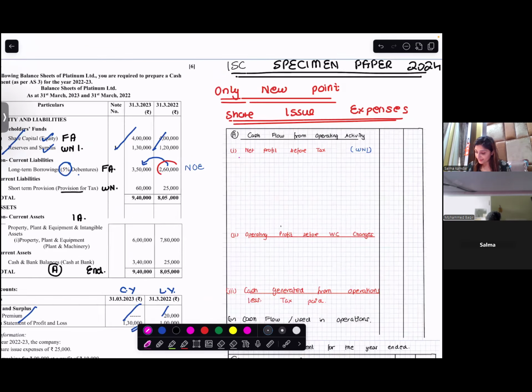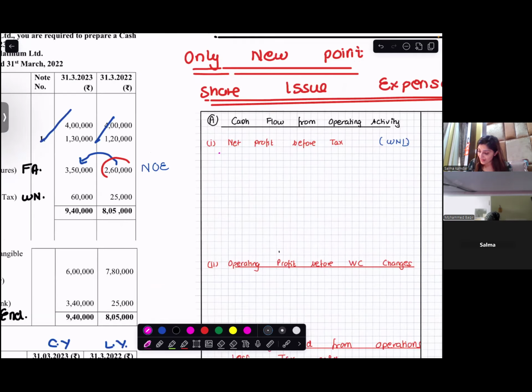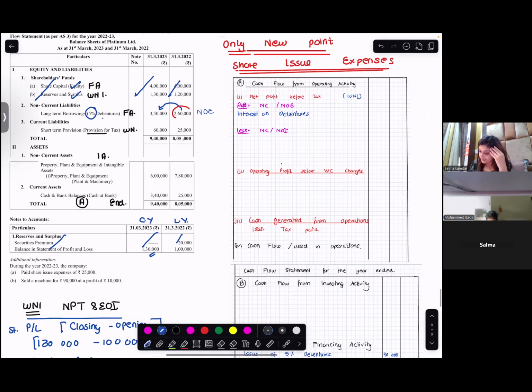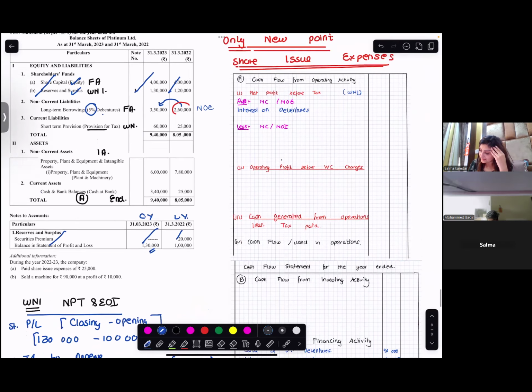Where do you record non-operating expense? You add non-cash, non-operating expenses, and you less non-cash, non-operating income. So you have this interest on debentures. What will you do? It is a non-operating expense, so we'll add it there. How much? 13,000, which is 2,60,000 at 5%.